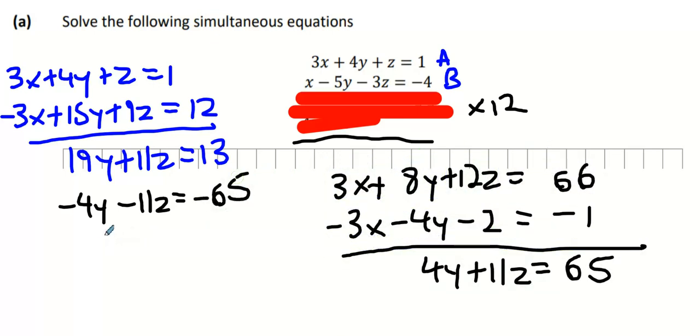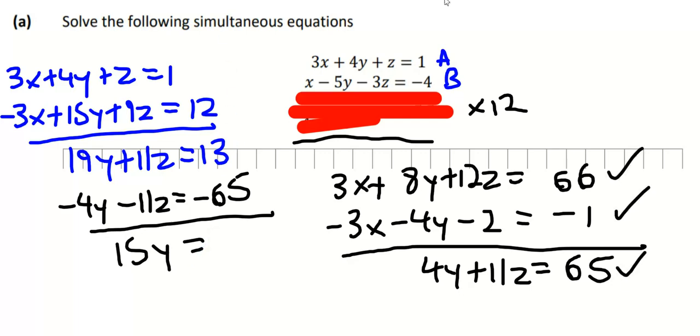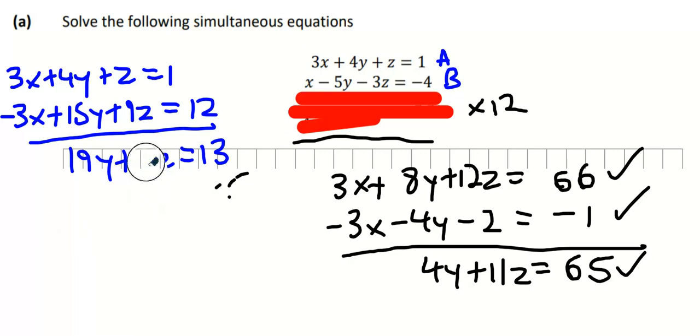What do we get now? What's that? 15y, is it? I think I might have made a mistake on this already, because the answer is meant to be minus 3. So let's have a quick look. Sorry, guys. This one here. Sorry, gents. It wasn't 11z. It was 10z.